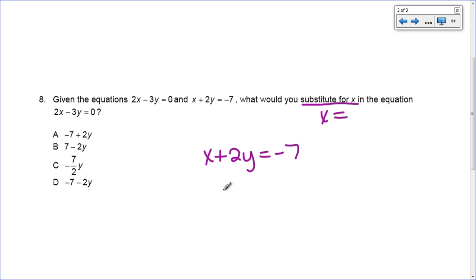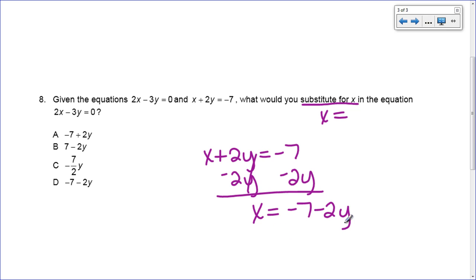So I want to get x by itself in this equation because I want to plug it into the other one. And the only way to do that is to subtract 2y on both sides. So I have x equals negative 7 minus 2y, and that's what x equals. And so to substitute in for x, I would do d, negative 7 minus 2y.